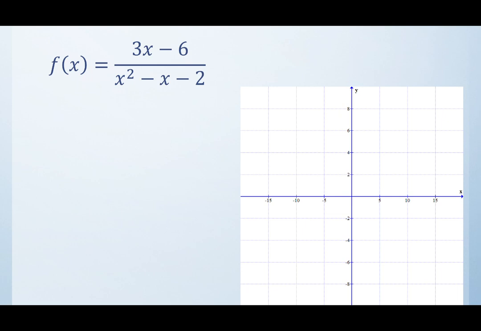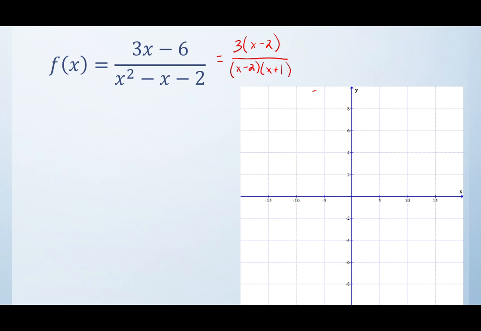All right, so we've got a third rational function example here. F of x equals 3x minus 6 over x squared minus x minus 2. And of course, the first thing we should do here, because we do see a common factor up top, is to factor out that 3. And we might as well go ahead and factor the denominator. We know we're going to have to do that.